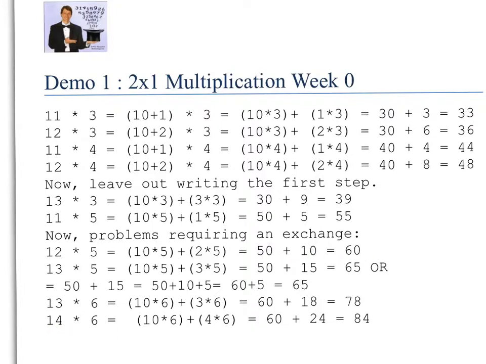What if we take one down here? 14 times 6. So 10 times 6 is 60, and 4 times 6 is 24. 60 and 24 are 84.